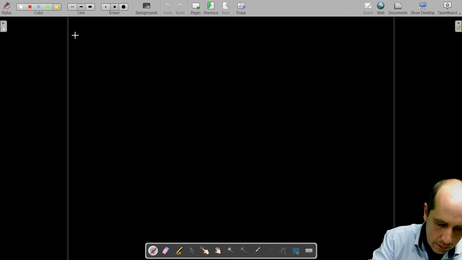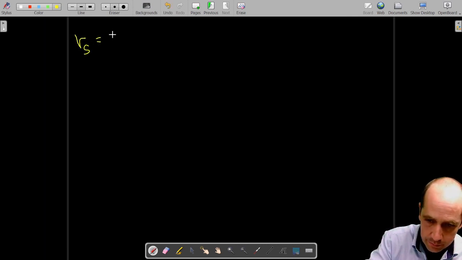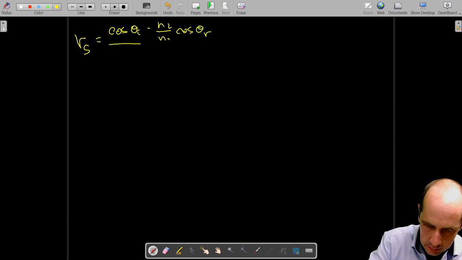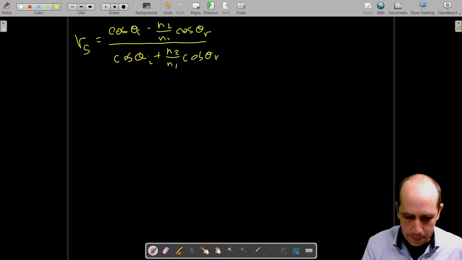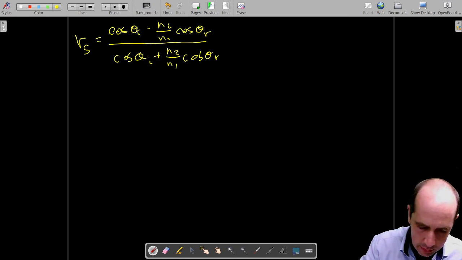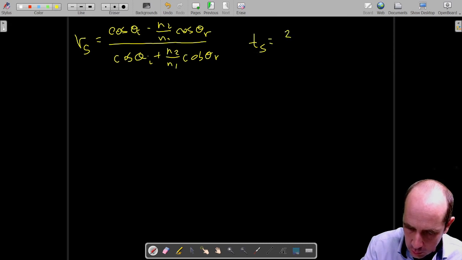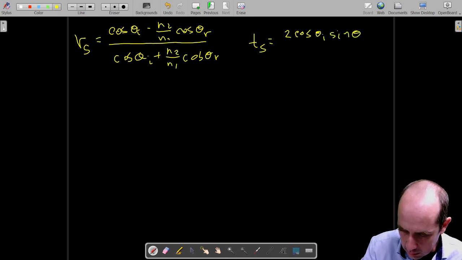RS is going to be cosine theta I minus n2 over n1 cosine theta r, divided by cosine theta I plus n2 divided by n1 cosine theta r. The TS is going to be 2 cosine theta I sine theta r divided by sine of theta I plus theta r.